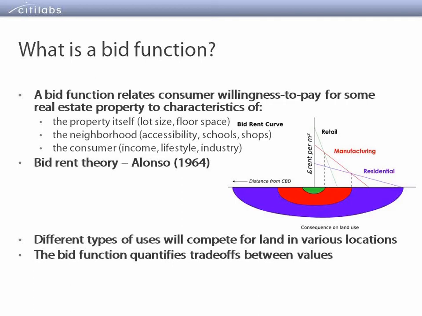The highest willingness to pay wins the auction of a particular piece of real estate, and so we see retail concentrating in the center of the city here, manufacturing outside of that, and then residential outside of that. And this graphic, I should give credit, comes from Wikipedia's entry on this theory. So different types of uses will compete for land in various locations, and the bid function quantifies these trade-offs between values, which then naturally result in a given pattern of land use throughout an urban region.